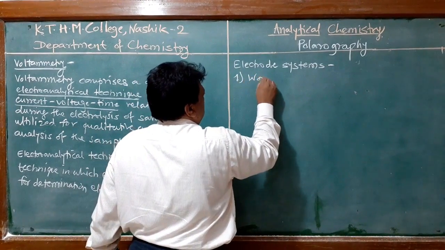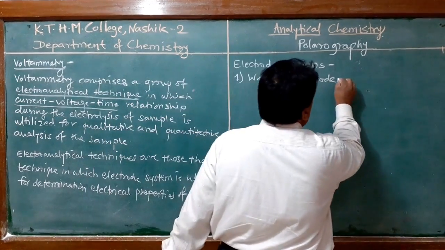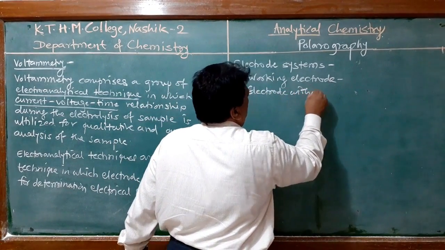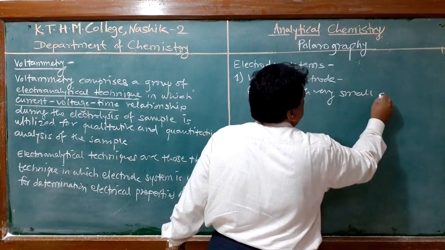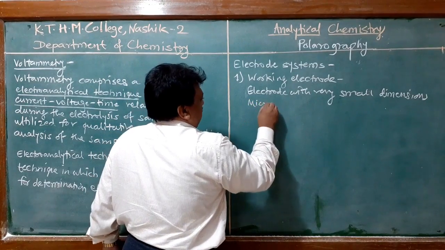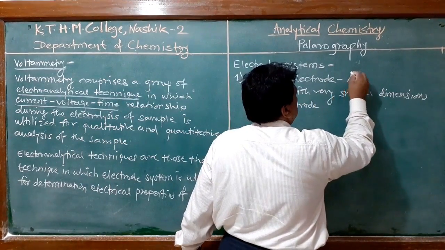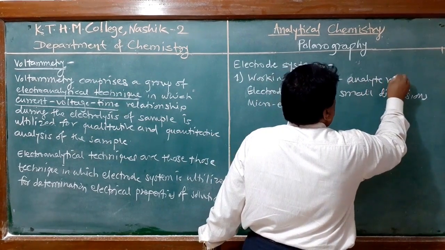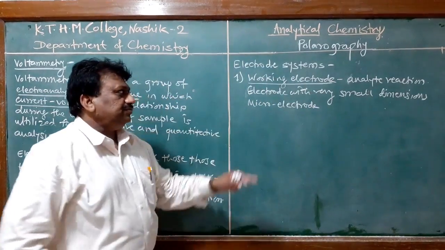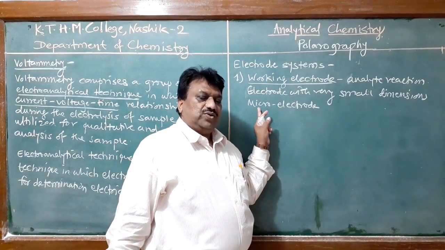The first electrode is called the working electrode. The working electrode is a very small electrode with very small dimensions, and therefore it is also called a microelectrode. On this electrode the analyte reaction takes place, and therefore it is called a working electrode. Analyte reaction occurs on the working electrode. Therefore, the first electrode in voltammetric work is the working electrode. The dimension of the working electrode is very small. Therefore, it is also termed a microelectrode.